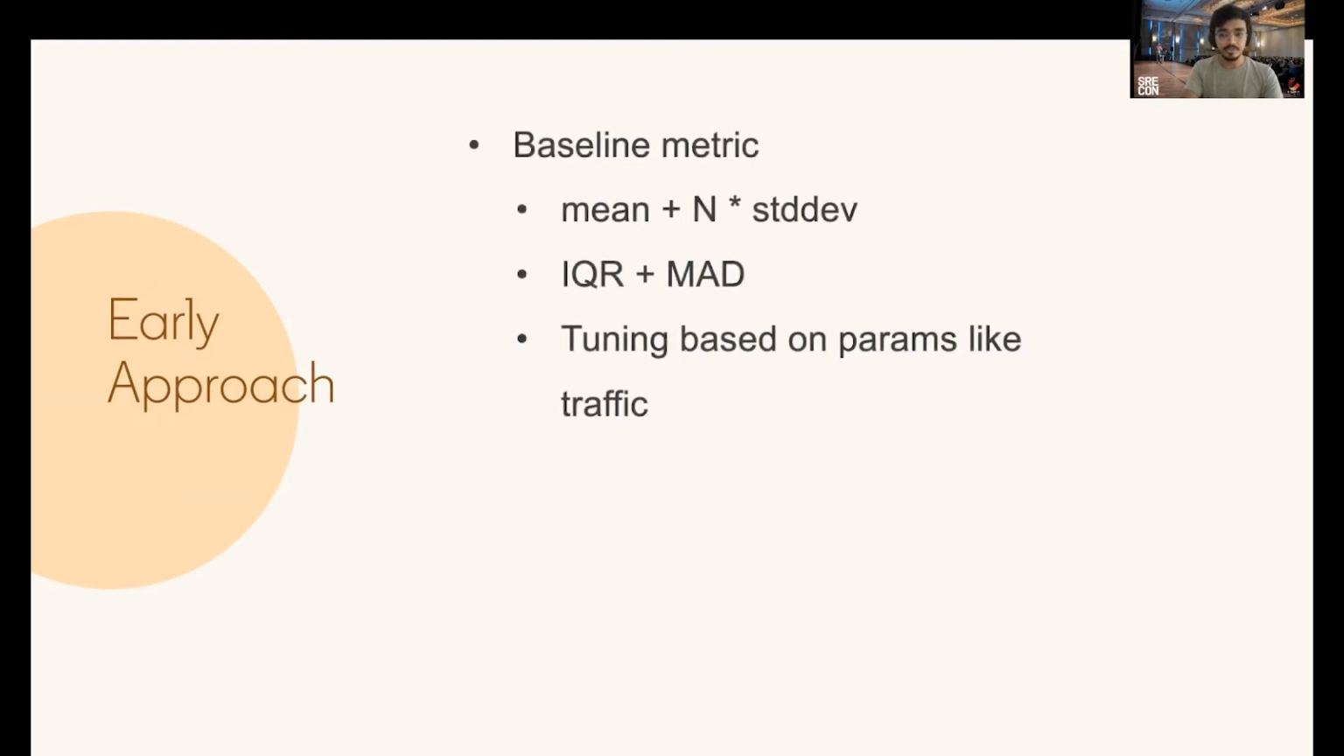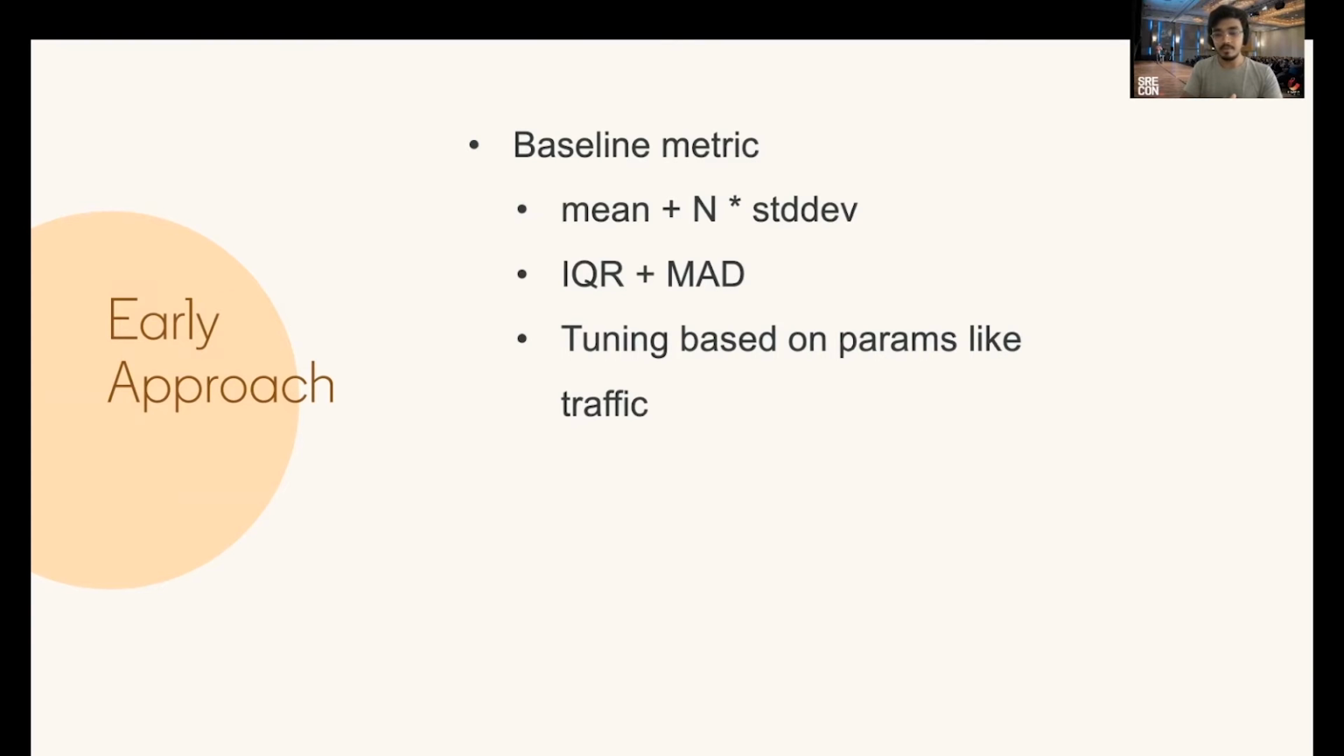What we used to use is basically mathematical formulas. We tried the mean plus x number of standard deviations. We also tried the interquartile range, with the 25th and 75th percentile, the middle point, and the error from the mean. And we did a lot of tuning as well. If a service is having low traffic, the standard deviation is expected to be more.